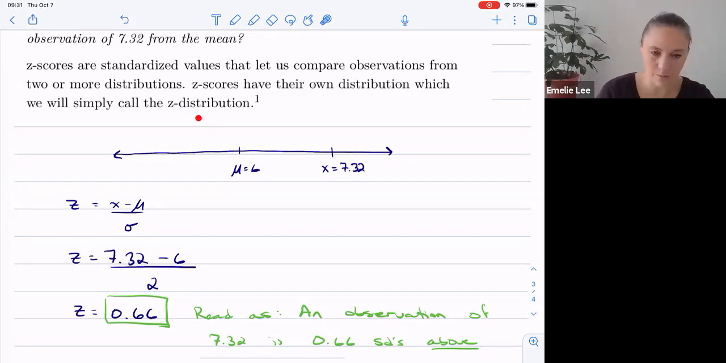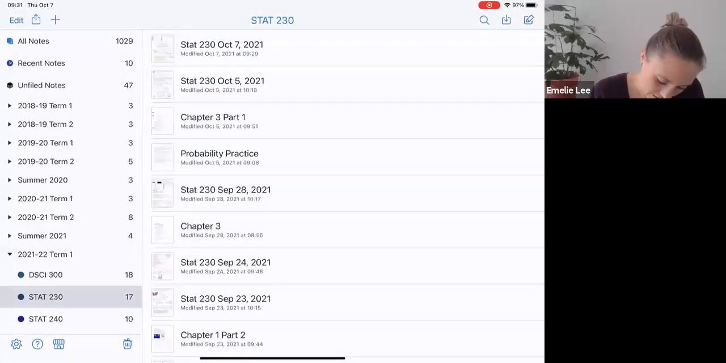So we're going to call the distribution of z-scores the z distribution. It's also called the standard normal distribution. So I'm going to bring in that little note here.